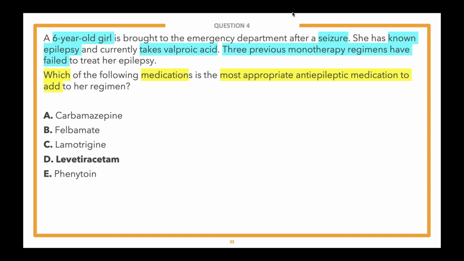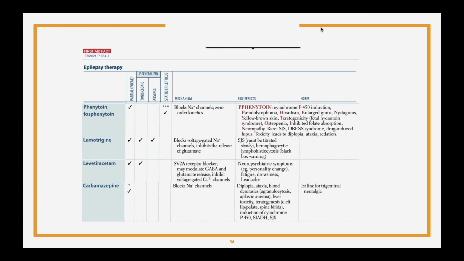So let's take a look at the next slide, okay? On this slide, you can see some of those option choices, okay? So we know VPA, or valproic acid, inhibits CYP enzymes as well as glucuronidation, okay? So if we take a look at phenytoin, we can see there that one, it is a potent inducer of P450, okay? And it's also largely metabolized by glucuronidation. So right off the bat, we know that there's an interaction with phenytoin, okay?